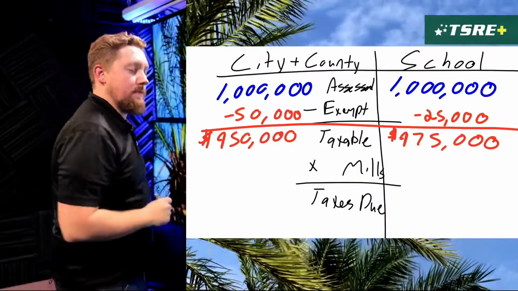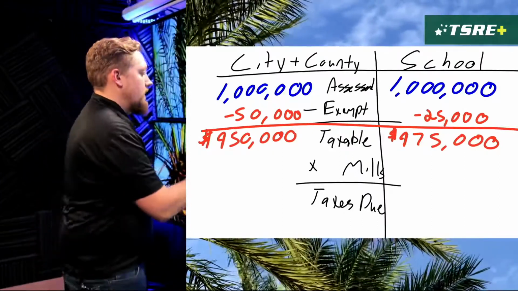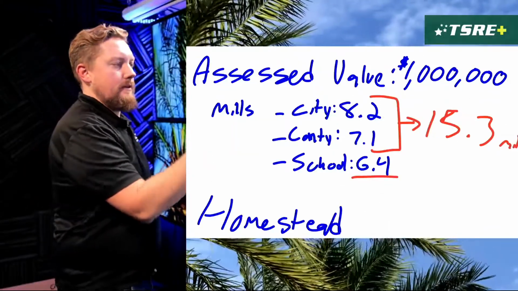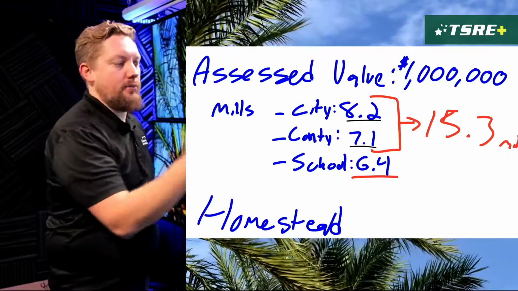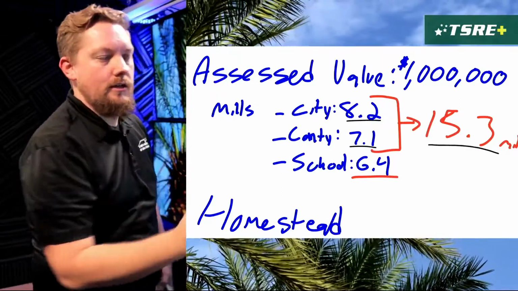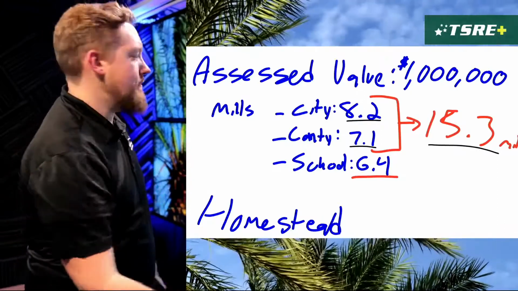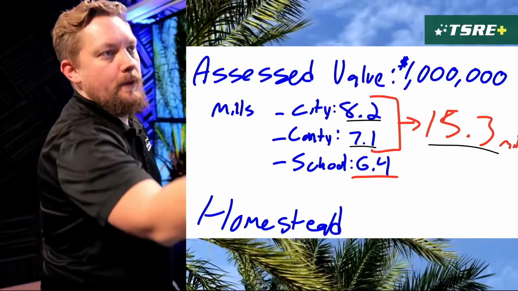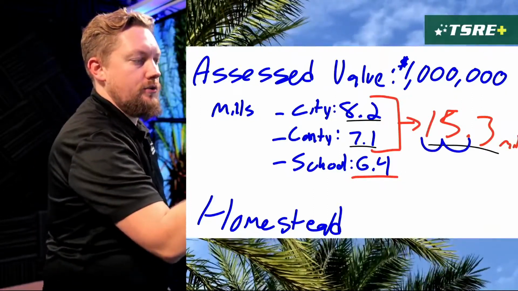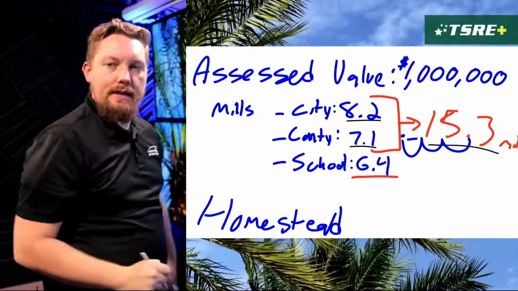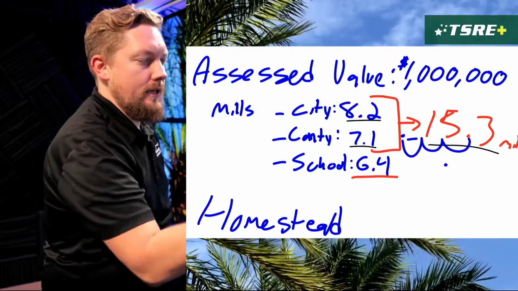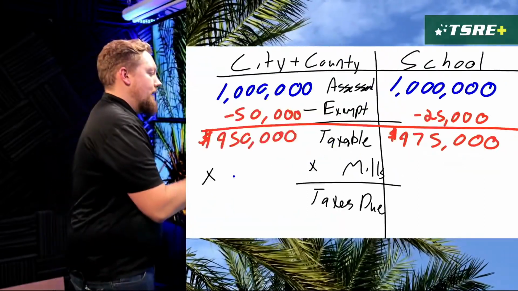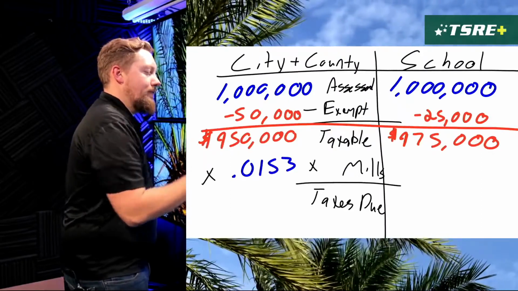And the next step is we're going to multiply that by the millage rate. And we've got our millage rate from the past screen here. 8.2 for the city, 7.1 for the county, as stated in the question. Together, those equal out to 15.3. But again, we can't put in 15.3 right there. What we've got to do is go 1, 2, and 3 decimal places over. So that's going to become 0.0153.